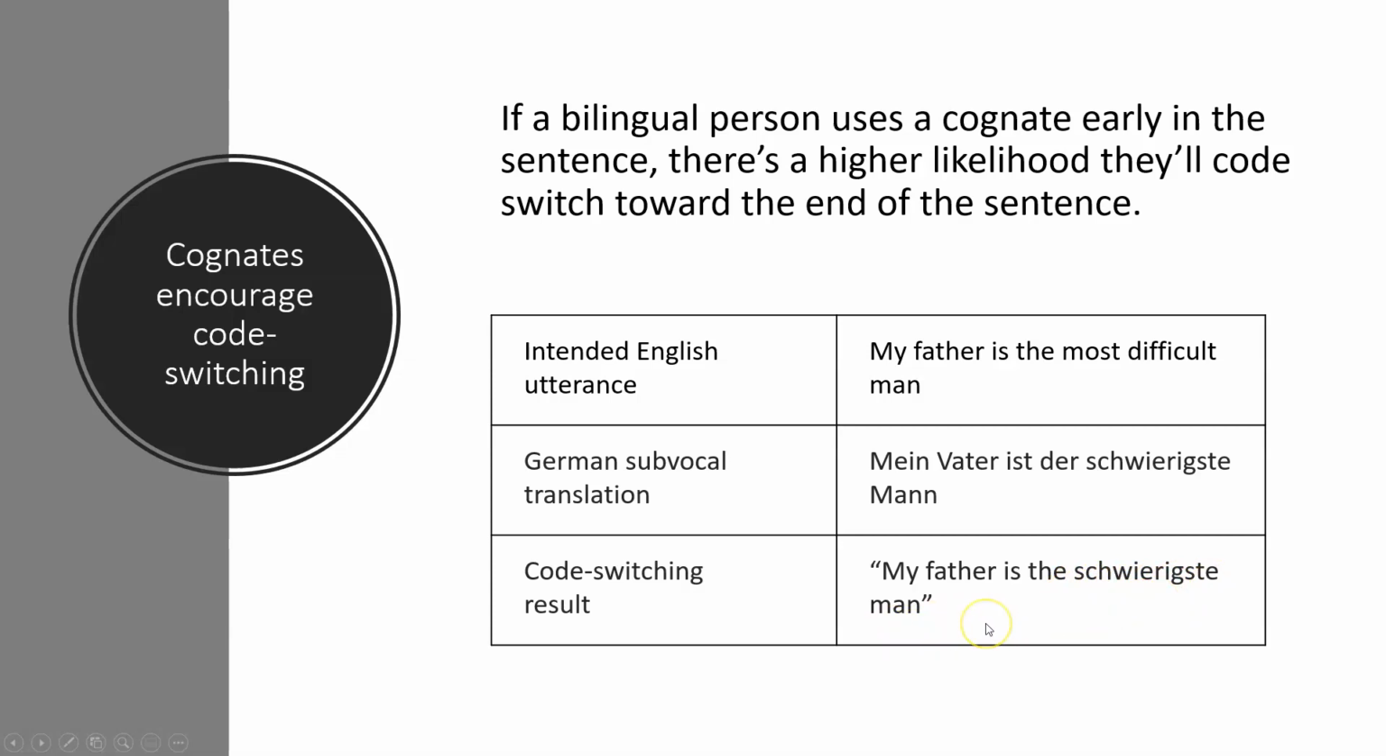In such a situation, you can see that code switching is accidental and only happened in that situation because that word is temporarily more easily accessed, but that temporary easy access happens because of the early cognates in the sentence priming the use of German toward the later end of the sentence.